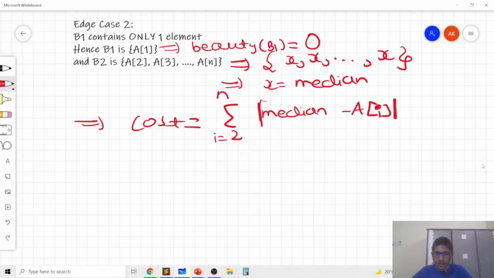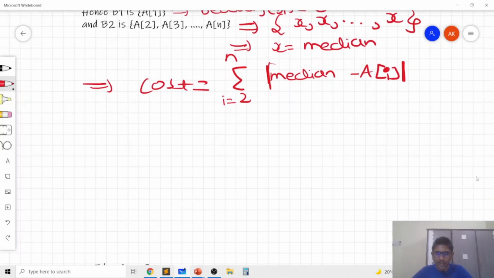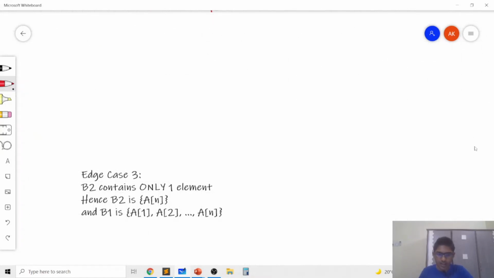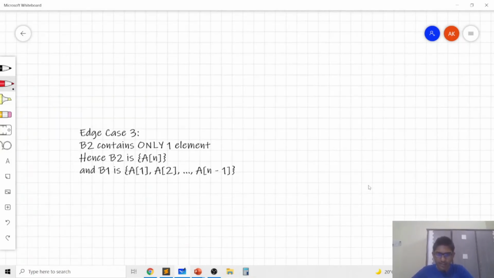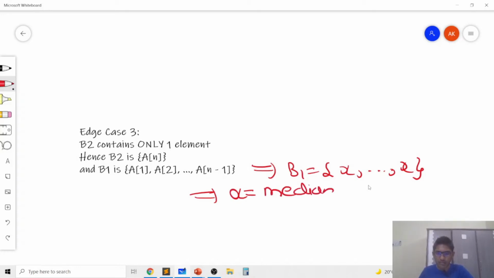Then similarly in edge case 3, when B2 contains only AN and B1 contains all the other elements, so B1 contains A1, A2 all the way up till AN minus 1. In that case, we need to make all the numbers in B1 equal to some common number x, and we'll set x to be the median of the first n minus 1 elements. So we can compute that and set x to be equal to that.